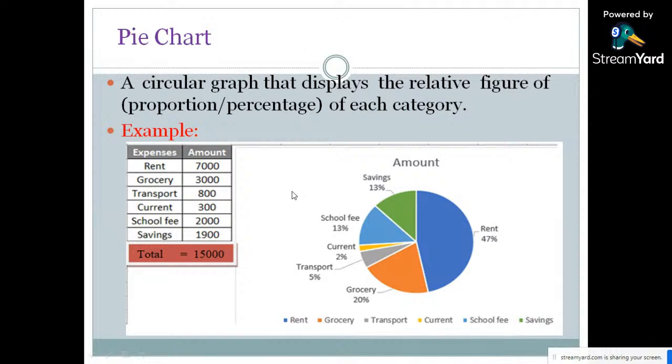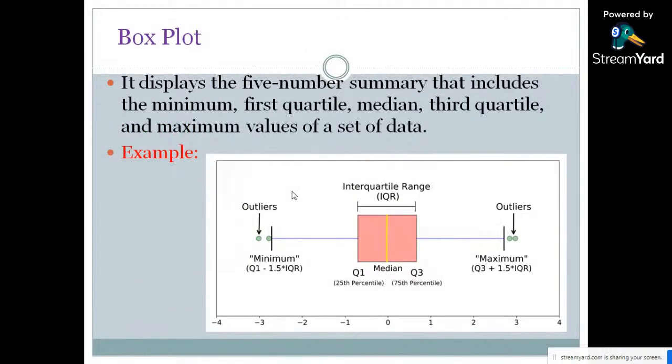Now the last presentation of data is box plot. This is the 5 number summary that includes the minimum observation, first quartile, median, third quartile, and maximum observation. If the observations are arranged in either increasing or decreasing order, then the first observation is the minimum observation, the last observation will be the maximum observation, and the middle most value will be the median.